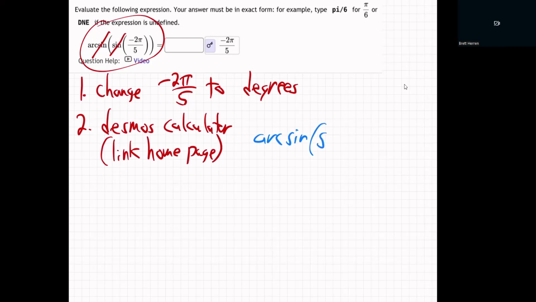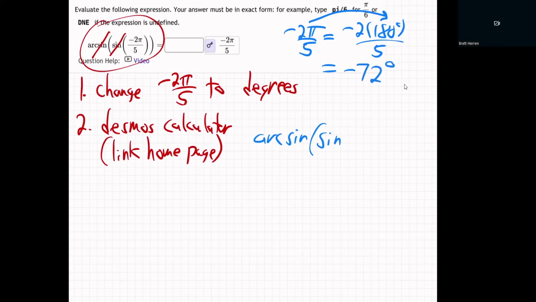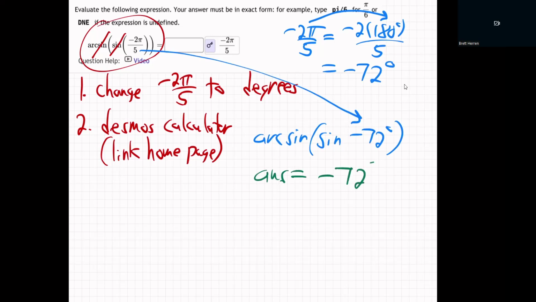And then I'll type in arc sine of sine, and this angle minus 2 pi over 5, we're going to put in a 180, right? Because pi radians is 180 degrees. And what are we going to get? 36 minus 72 degrees. So minus 72 degrees. So the minus 2 pi over 5 becomes minus 72 degrees. Type that in, and the answer from Desmos will be minus 72 degrees, which means it's the same.